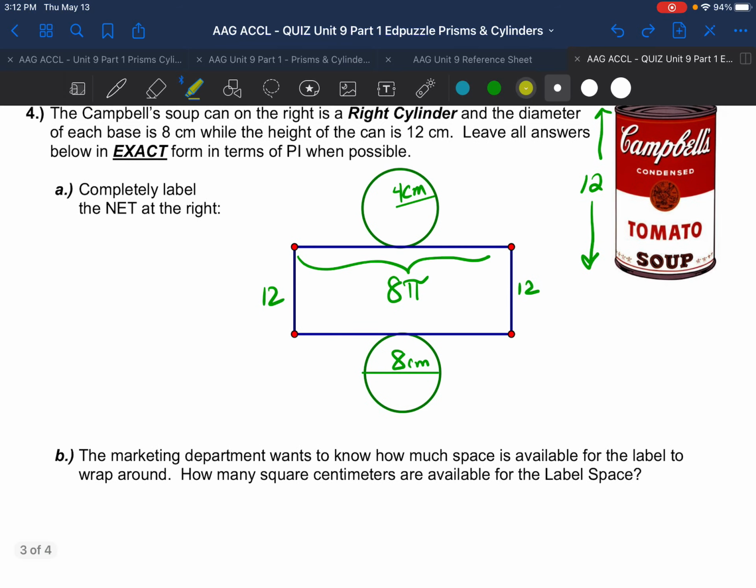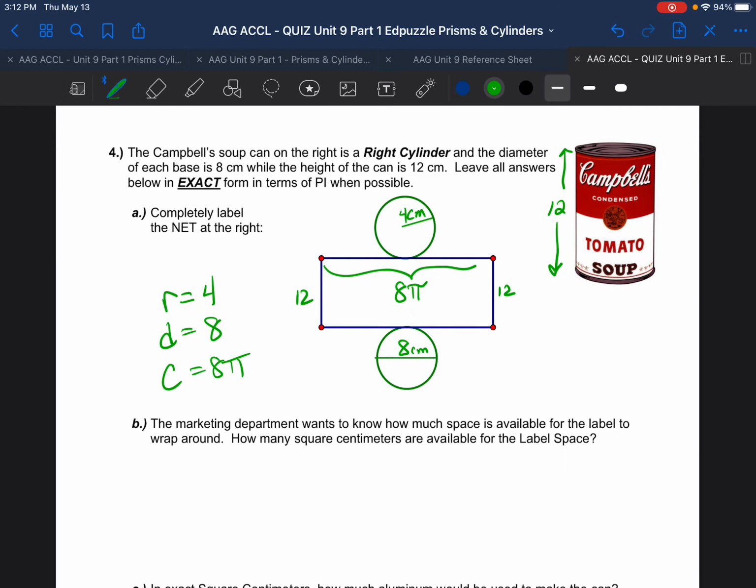All right, now we're ready to get going for the next part. So we have our net, we have our things labeled. Maybe I'll make a little checklist, right? The radius is 4, the diameter is 8, and the circumference is 8 pi. Okay, so that's what we know so far. Part B, the marketing department, right? The marketing people at Campbell's want to know how much space is available for the label to wrap around. How many square centimeters are available for the label space?